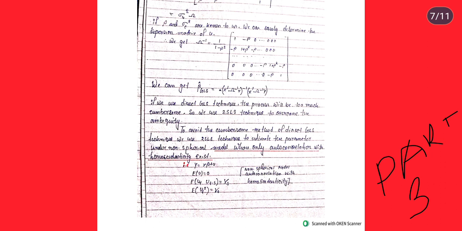the non-spherical model where only autocorrelation with heteroscedasticity exists, where y is equal to x beta plus u, expected value of u is equal to 0, expected value of u_t, u_(t-s) is equal to gamma s, expected value of u_t squared is equal to gamma 0. Non-spherical model: autocorrelation with homoscedasticity.